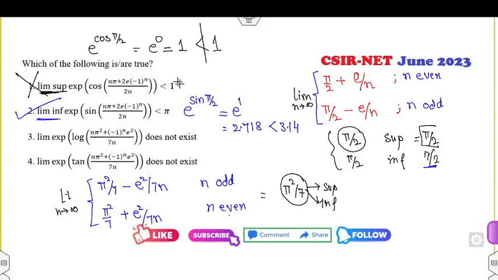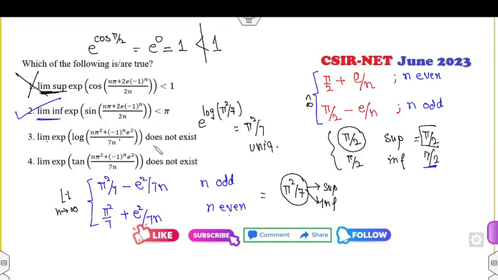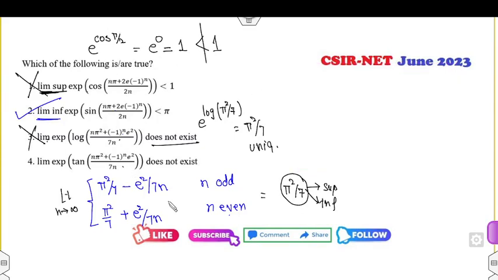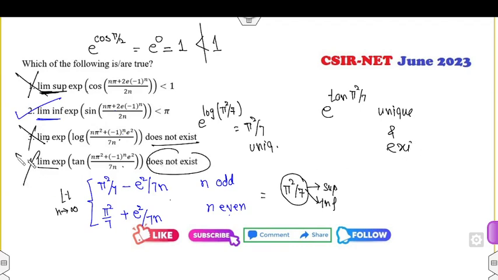So now look at the options. What they suggested: limit of exponential raised to the power log of this, that is the limit infimum and supremum both. So what is the answer of this? Pi square by 7. That's unique and exists, but it said does not exist. Look at the last option. Again, the function is the same. Limit of exponential tan pi square by 7, which gives you unique and exists. But again, the last option suggests does not exist. So the right answer is B, my correct answer. And you can see this is a very recent year paper.